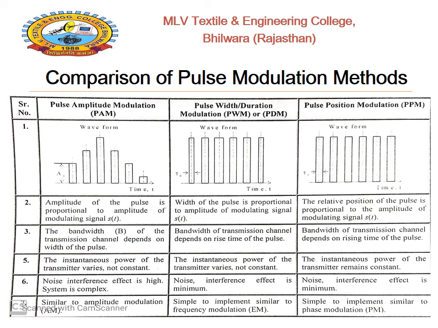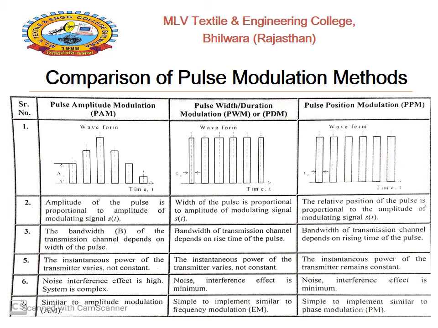Next, for the PWM, the width of the pulses is changed according to the analog signal. Third is the PPM, where the position is identified according to the PWM, where the trailing edge of the PWM waveform provides the position of the pulses. The second parameter is amplitude: for PAM, the amplitude of the pulse is proportional to the amplitude of the modulating signal. Next is the width for PWM, and third is the PPM for the position, where the position is proportional to the amplitude of the modulating signal.